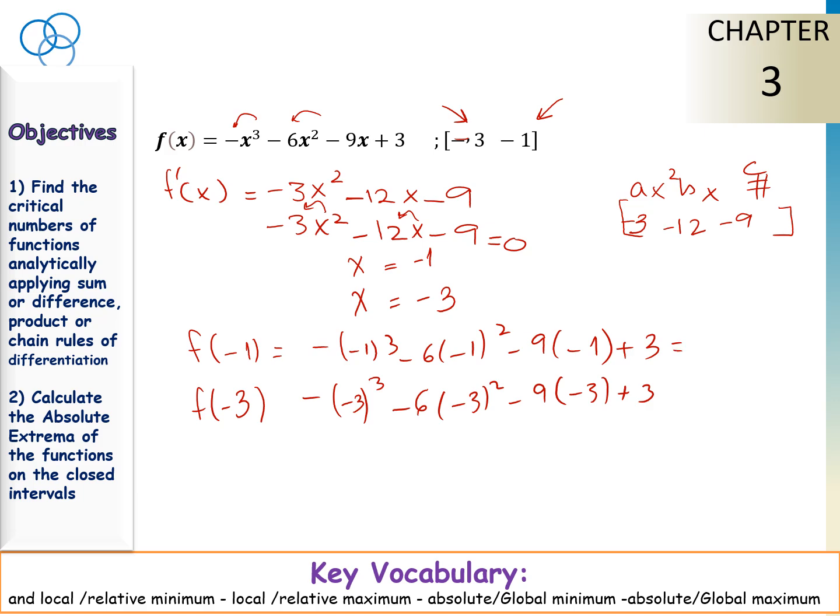If we write f of negative 3 in the calculator, we will get 3. And if we write this other one in the calculator, we will get 7. Now what is the highest? The highest value is 7, which is at negative 1. So this is your absolute maximum, and 3 is your absolute minimum.